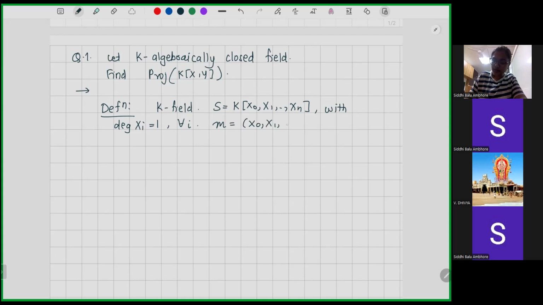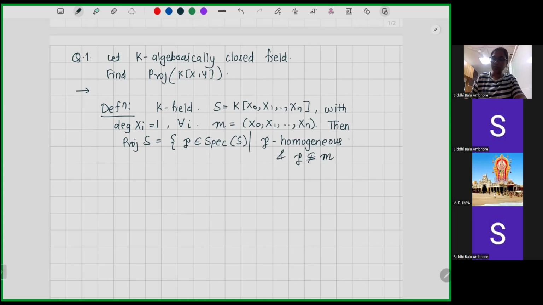in this polynomial ring. Then Proj S is a subset of Spec of S, and it is the collection of all those prime ideals P of S such that P is homogeneous and P is properly contained in the unique homogeneous maximal ideal, that is, the ideal generated by the variables.